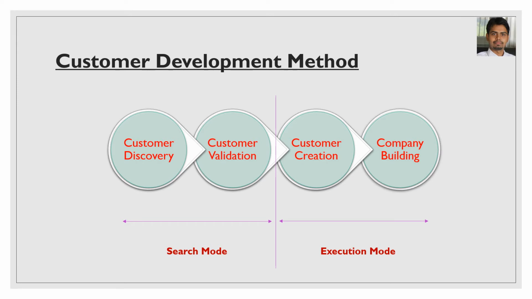Why are the first two called search mode and the next two execution mode? The reasoning is simple. In the first two phases, we are finding a business model. Whether it is successful or not, we don't know, but we are finding a business model. In the execution mode, we are fully executing the business model. And if we are able to find a business model and successfully execute it, we will finally get a successful business model. We'll discuss all these four phases in detail in the coming slides.